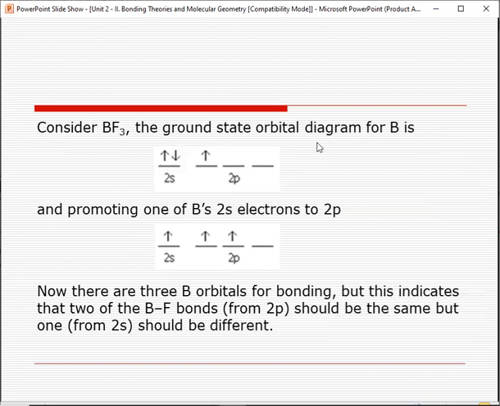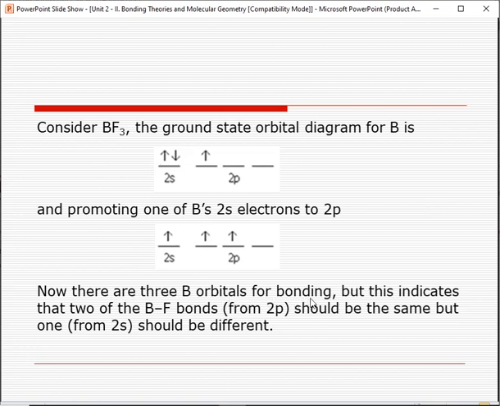The ground state orbital diagram for boron looks like this. There is one electron in the 2p orbital. Then one of boron's 2s electrons is promoted to 2p. So now there are three boron electrons for bonding.